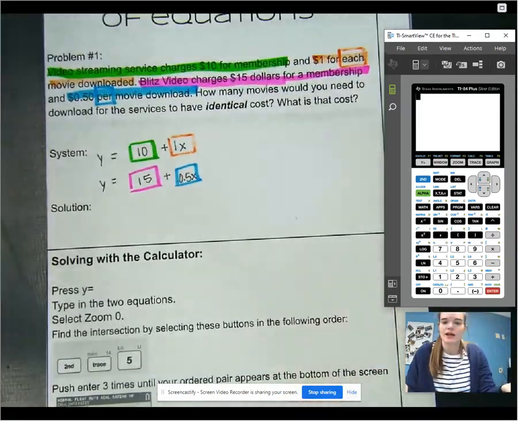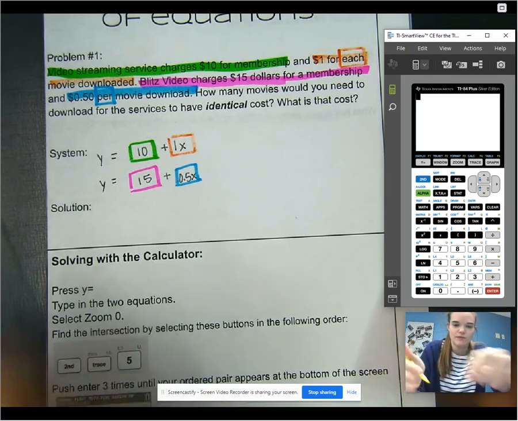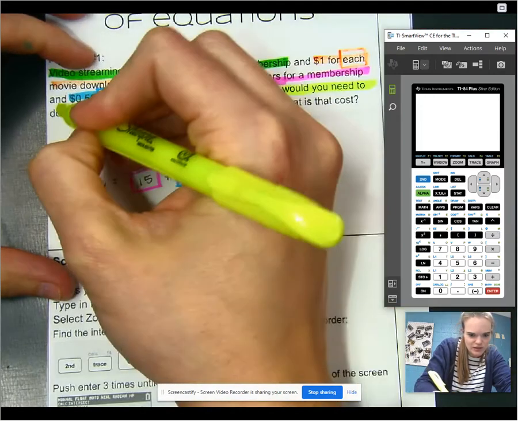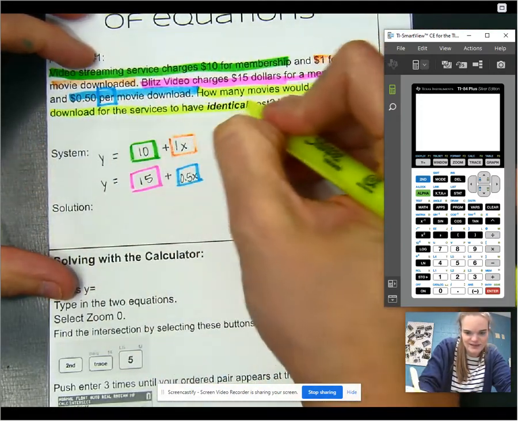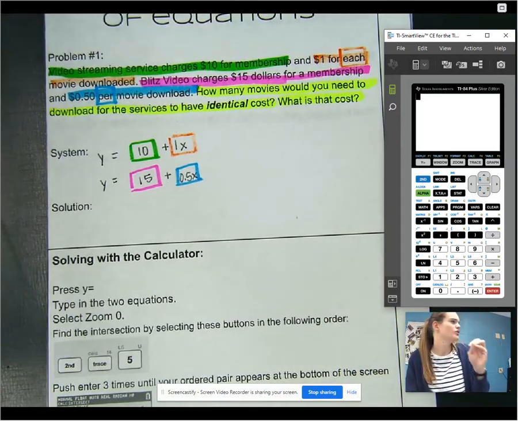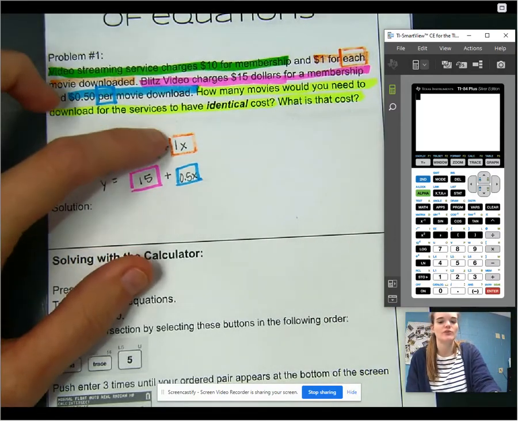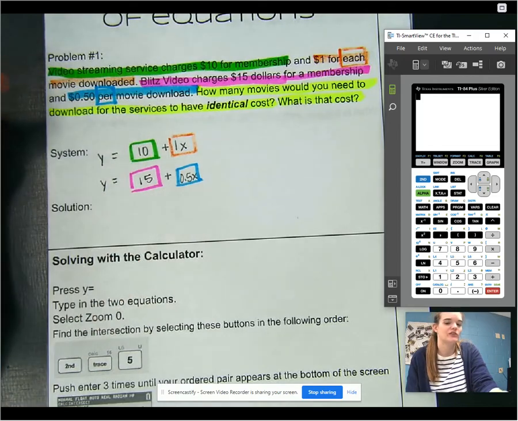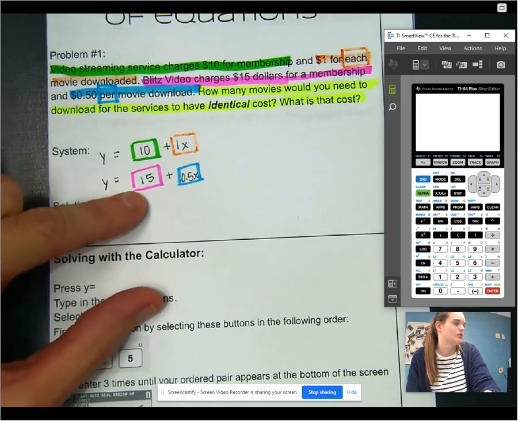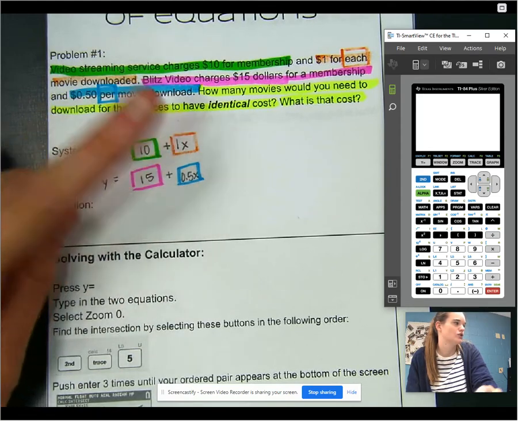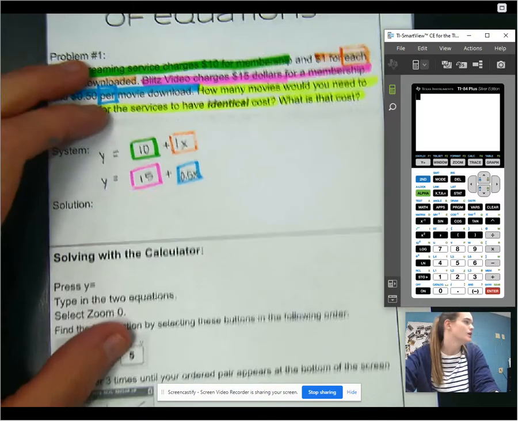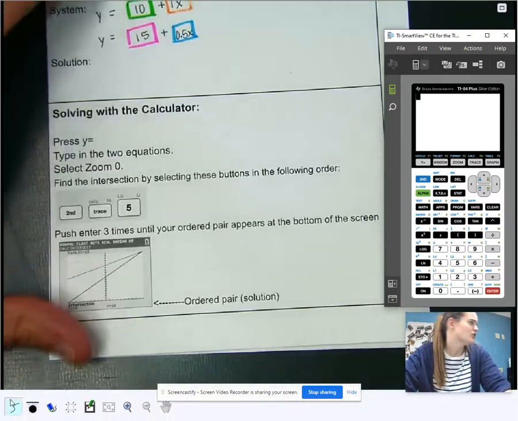All right. Now, with the yellow, we're going to highlight the question. How many movies would you need to download for the services to have identical cost? And then what is that cost? Okay. We're going to use our calculator to solve this because while this one isn't too bad, we could have just graphed, put a point on 10 and gone up 1 over 1. And on this one, put a point on 15 and go up 1 over 2 because it's a half actually. This one's not bad, but some of them get really bad. So I'm going to show you how to do it on the calculator, but there's also steps written right here.